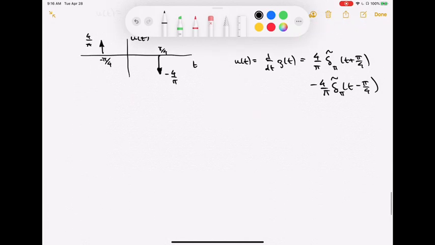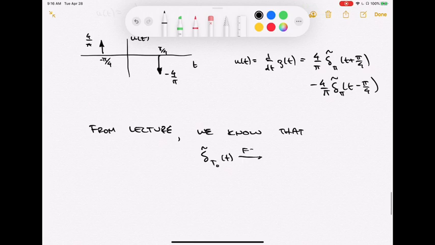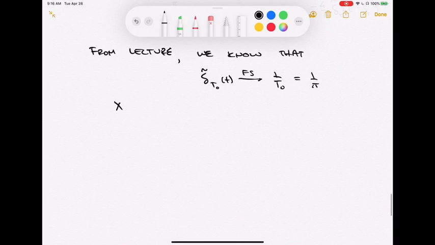From previous lecture, and because I reminded us just earlier from lecture, we do know what? We know that delta tilde sub t naught of t goes through that Fourier series operator and gives me a 1 over t naught. And because t naught in this case is pi, we're just going to get a 1 over pi, and that's true for all k, right? Something along those lines. I think we have everything that we need to. We knew that capital X of 0 was equal to 0. That was by inspection, right?